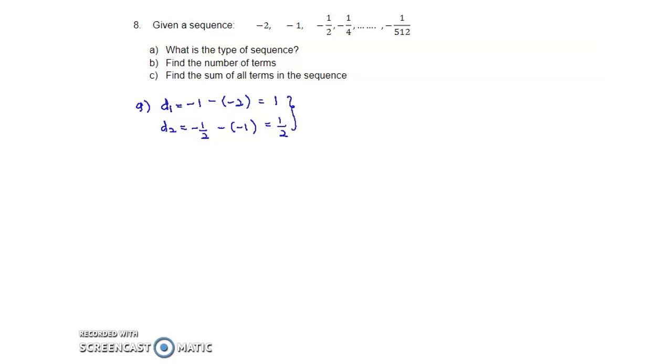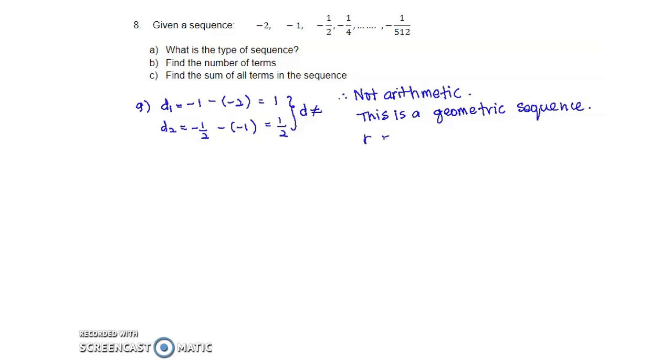If you look here, the values of D are different, meaning this is not an arithmetic sequence. So it is a geometric sequence. Once we know it is a geometric sequence, we find the common ratio. R equals T2 divided by T1, so negative 1 divided by negative 2 is 1/2, or half.